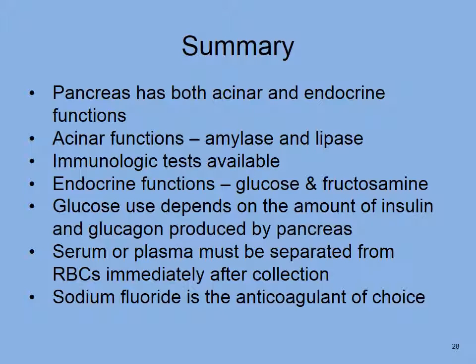So what have we learned about the pancreas? We know that it has acinar and endocrine functions. The acinar functions are typically measured on your routine serum biochemistry by amylase and lipase, which of course we've talked about as being maybe not the ideal tests, but they are useful sometimes for screening tests. There are immunologic tests available as well, so this would be your TLIs and your PLIs. Very handy. Endocrine functions, so those are measured usually using blood glucose and fructosamine. The use of glucose in the body, remember, depends on the amount of insulin and glucagon that's produced by the pancreas. Very important to remember that.